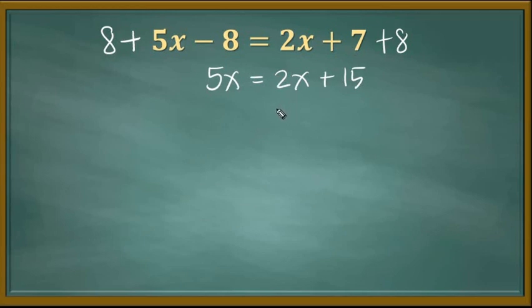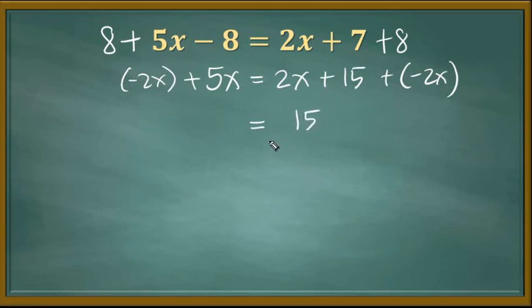To do that, we need to add the additive inverse of the term 2x, and that, of course, is negative 2x. Again, remember, whatever you do to one side of the equation, you must do to the other. So I also add negative 2x on the left side. So the right side then becomes just 15, and the left becomes 3x.